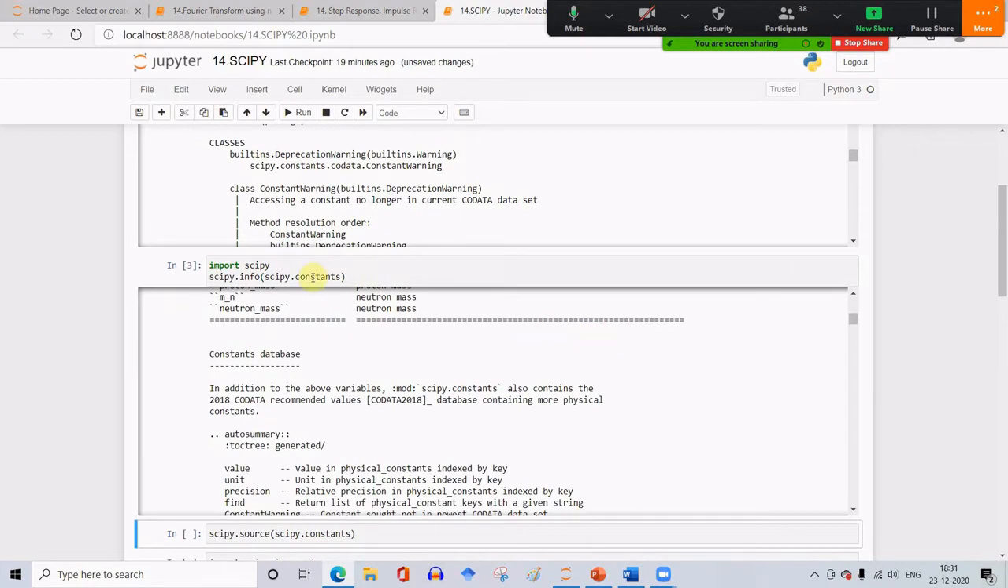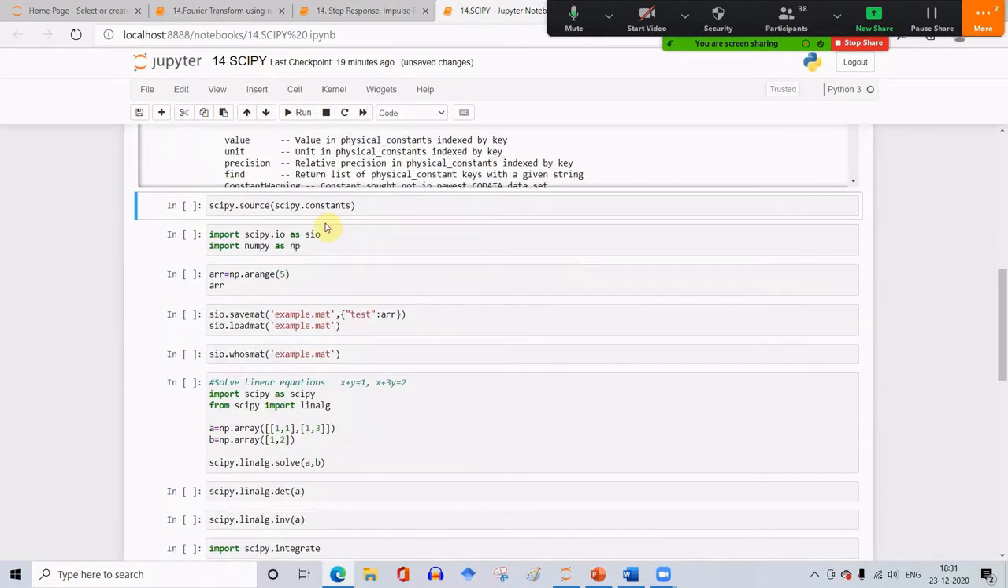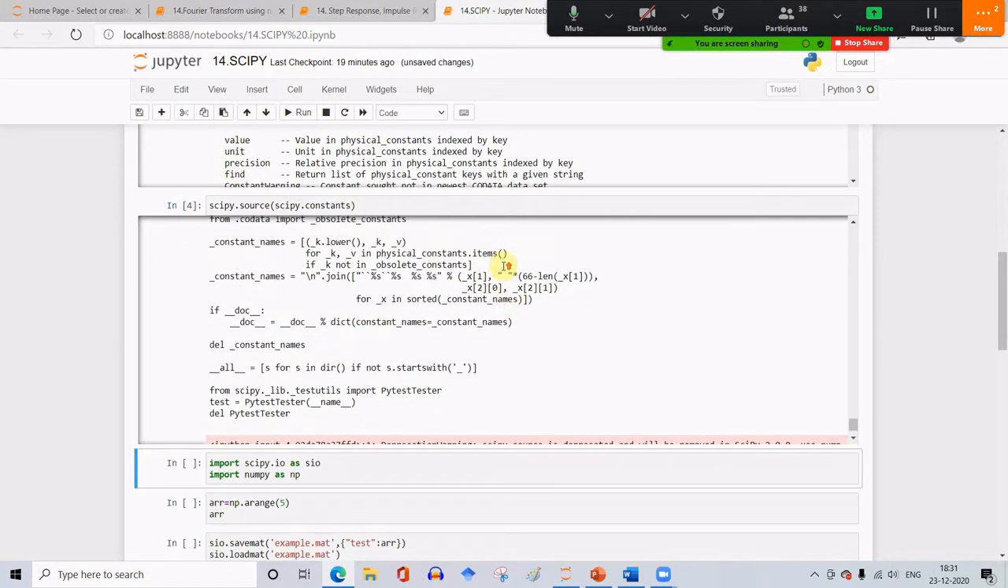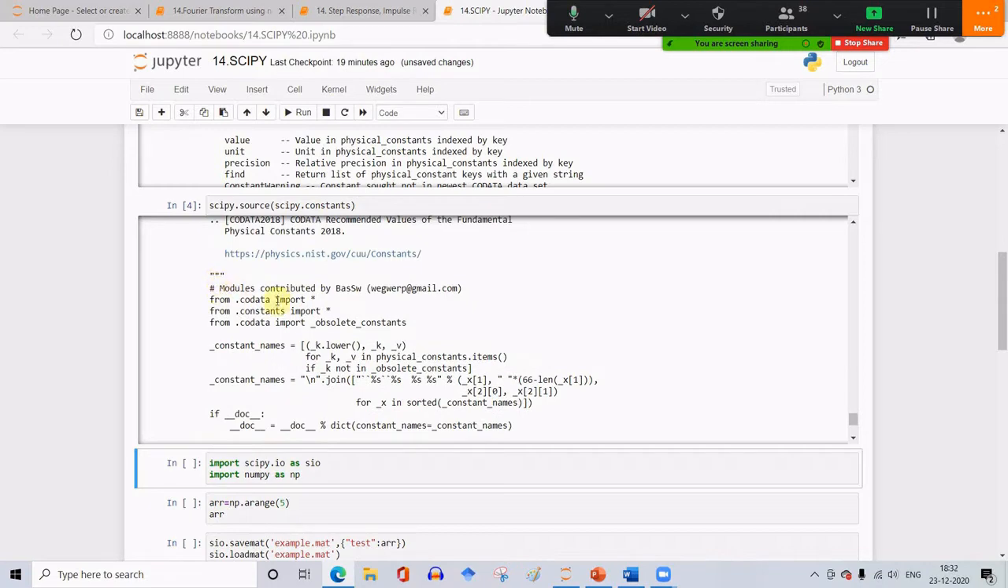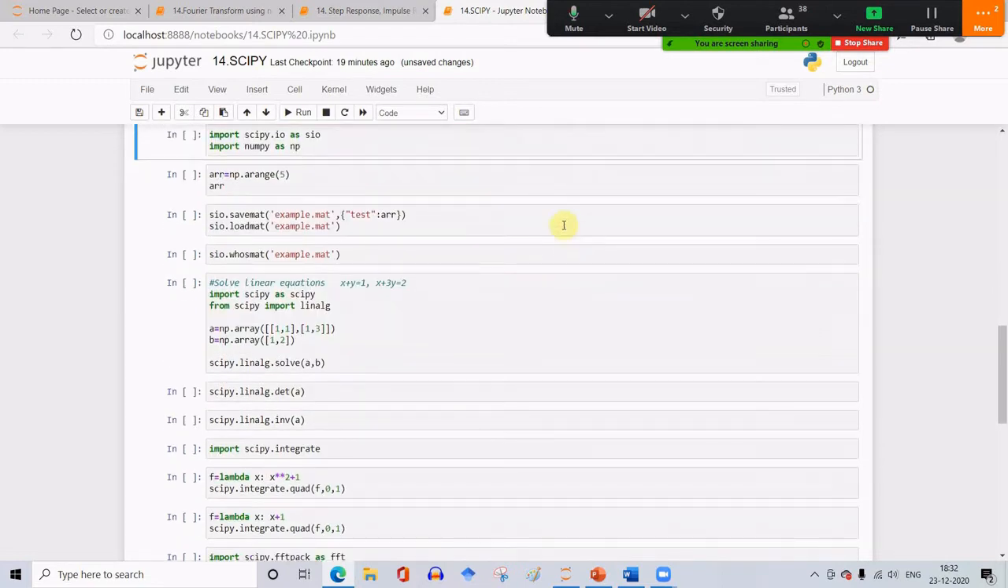Okay, so you can take any sub package and get the information about that. And one more thing is you can even get the source code of that constants also. Say for example here scipy dot source within brackets scipy dot constants. If I run this, at the end of this list you can see the code for this. This corresponds to various modules contributed and what is the source code of it. Okay, so that is a basic information about scipy and how to get the information about various subpackages and functions in scipy.